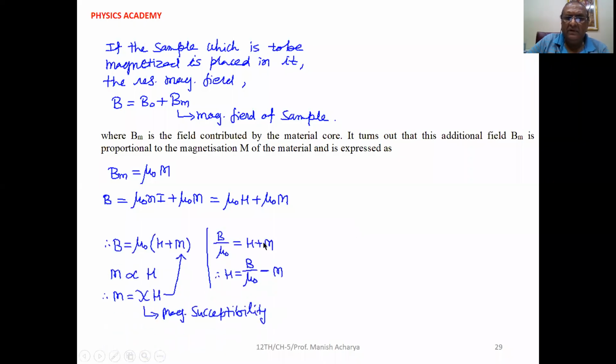Now from this equation, mu 0 H plus mu 0 M, we can take mu 0 common. Therefore B equals mu 0 into H plus M. So from this equation, B upon mu 0 is H plus M, and H is B upon mu 0 minus M. So the magnetic intensity H, that is n into I, can also be written as B upon mu 0 minus M. This is one result that is useful to solve problems.